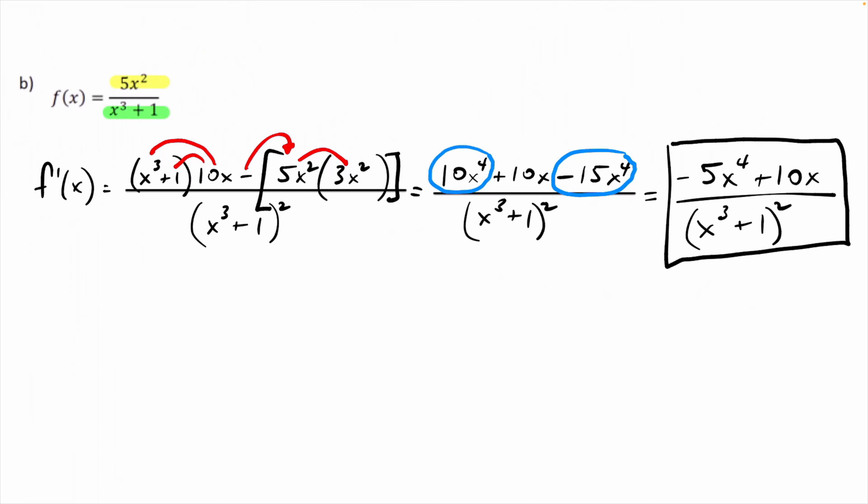The top has an x, you can factor out an x from the top, but there's really no point because you can't cancel out anything on the bottom. So that's as far as you can go.